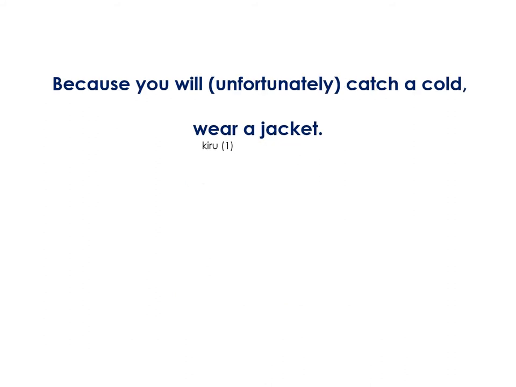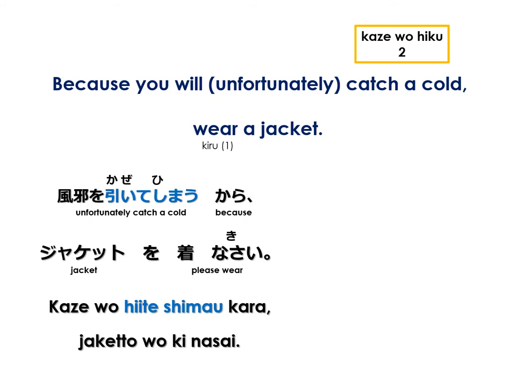Next example, because you'll catch a cold, wear a jacket. To catch a cold is kaze o hiku. This is a set phrase. We conjugate the verb hiku here. And so in Japanese we say, kaze o hiite shimau kara jacket o kinasai. Kinasai is a polite command, like what a mom would say to a child. If you want to be very polite, you can use the request conjugation te kudasai and say, kaze o hiite shimau kara jacket o kite kudasai.